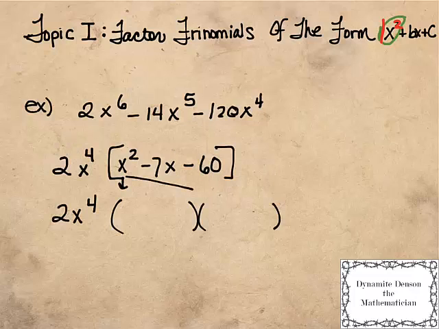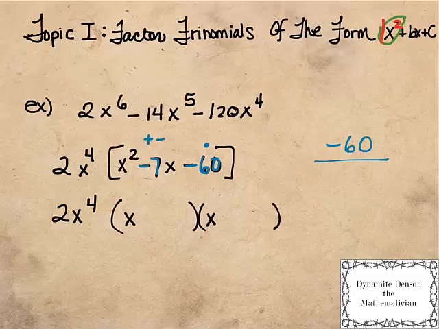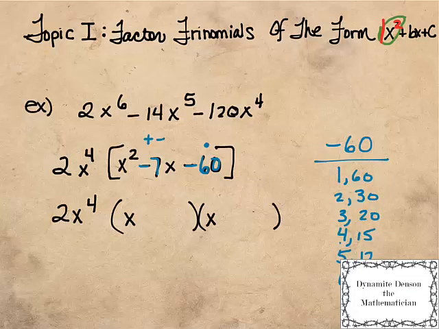Break the x squared up so that you have x times x is x squared. Then list all numbers that multiply to give negative 60, but add or subtract to give negative 7. There's 1 times 60, 2 times 30, 3 times 20, 4 times 15, 5 times 12, and 6 times 10.